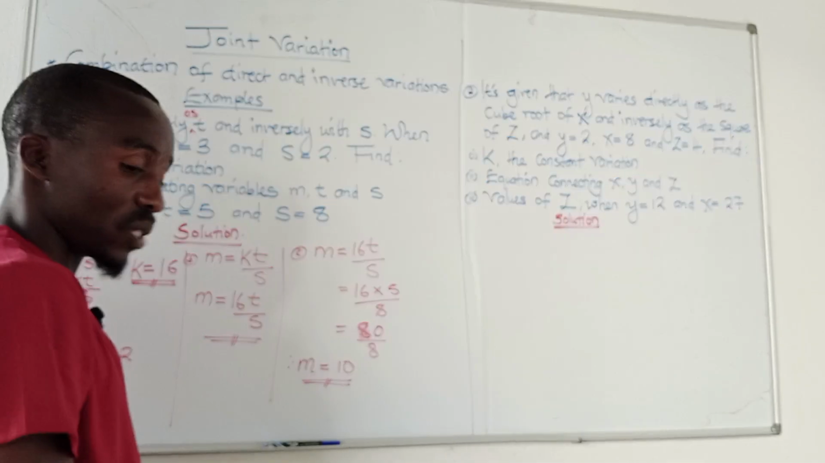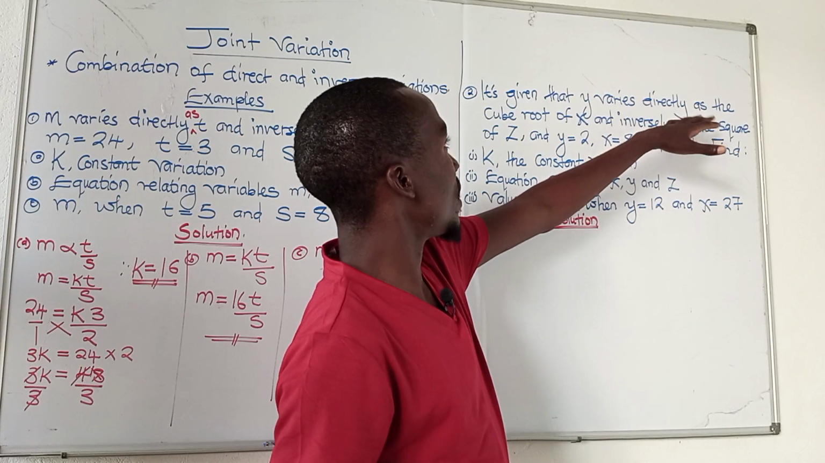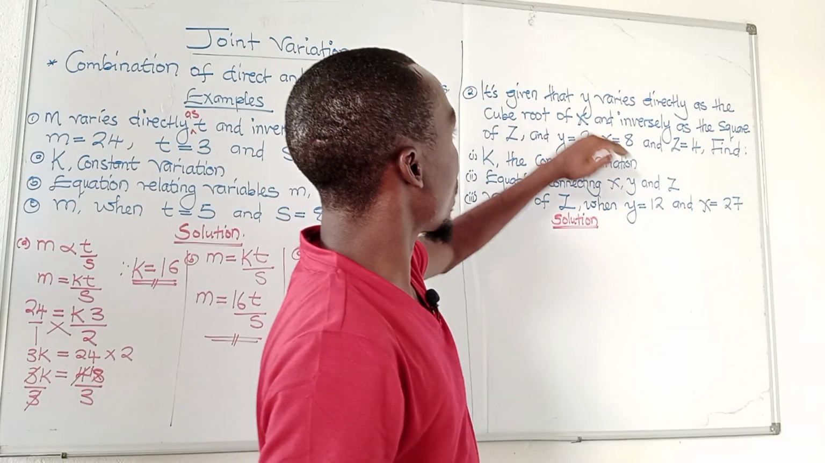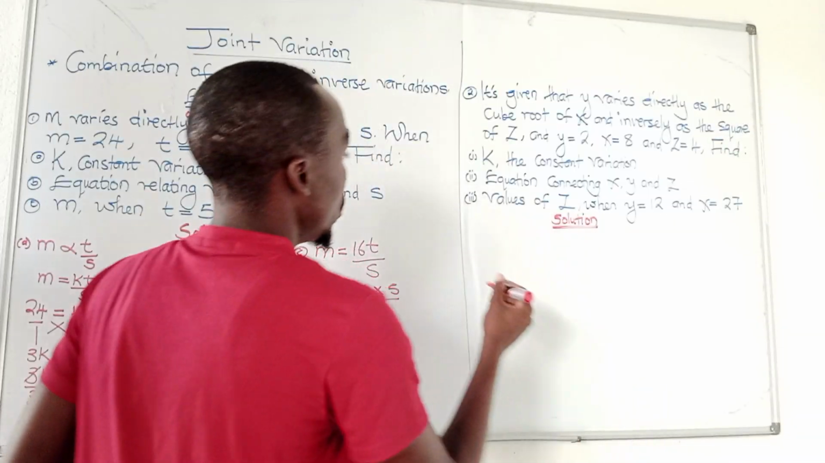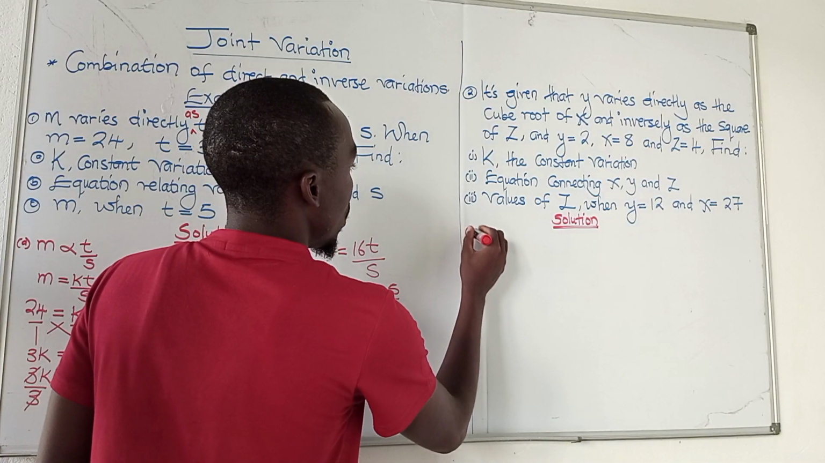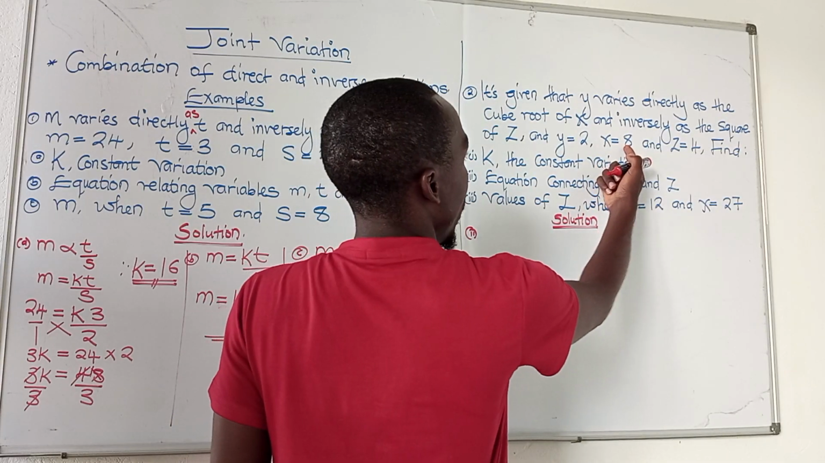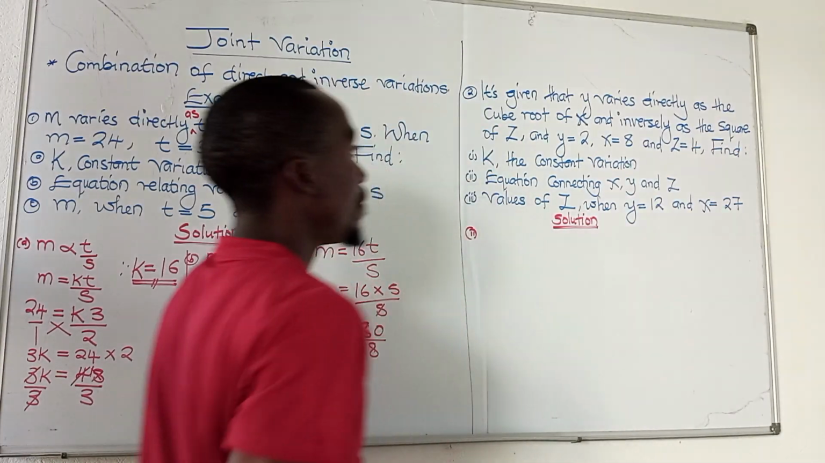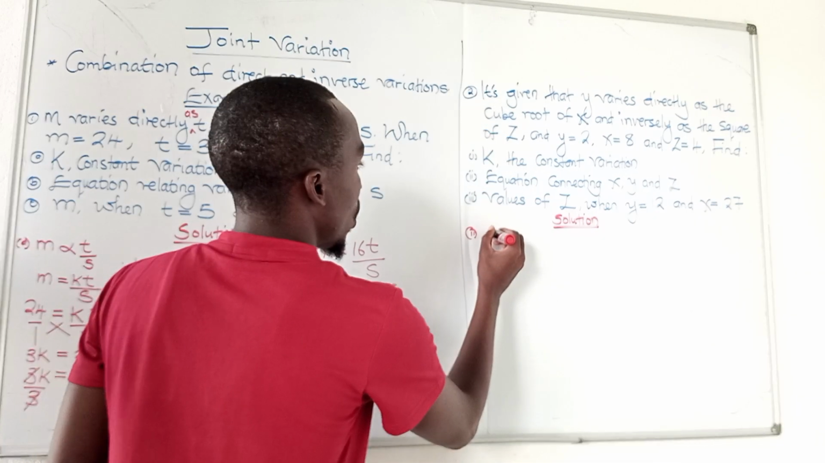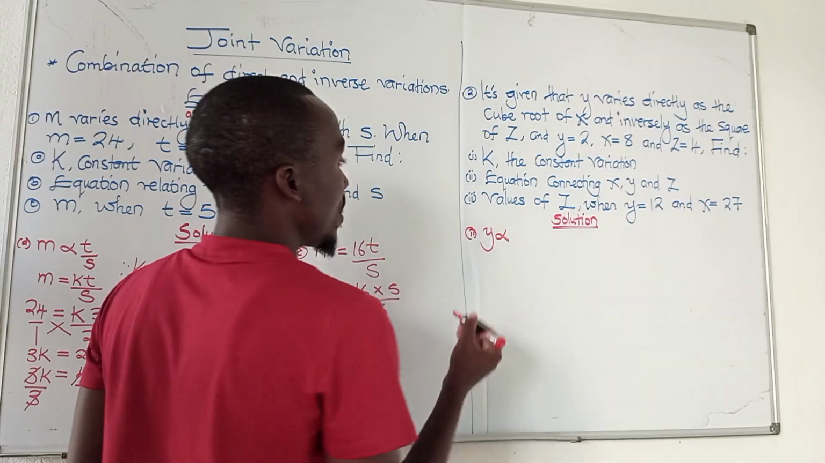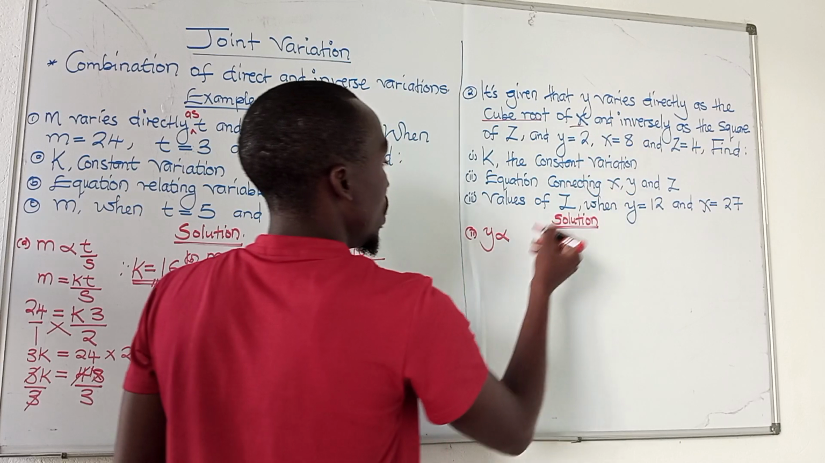Let us go to question number 2. Number 2 says, it's given that y varies directly as the cube root of x and inversely as the square of z. Let us see the first part: y is equal to 2, x is equal to 8, and z is equal to 4. Find k, the constant of variation. So we make the formula here. We say y varies directly as the cube root of x.